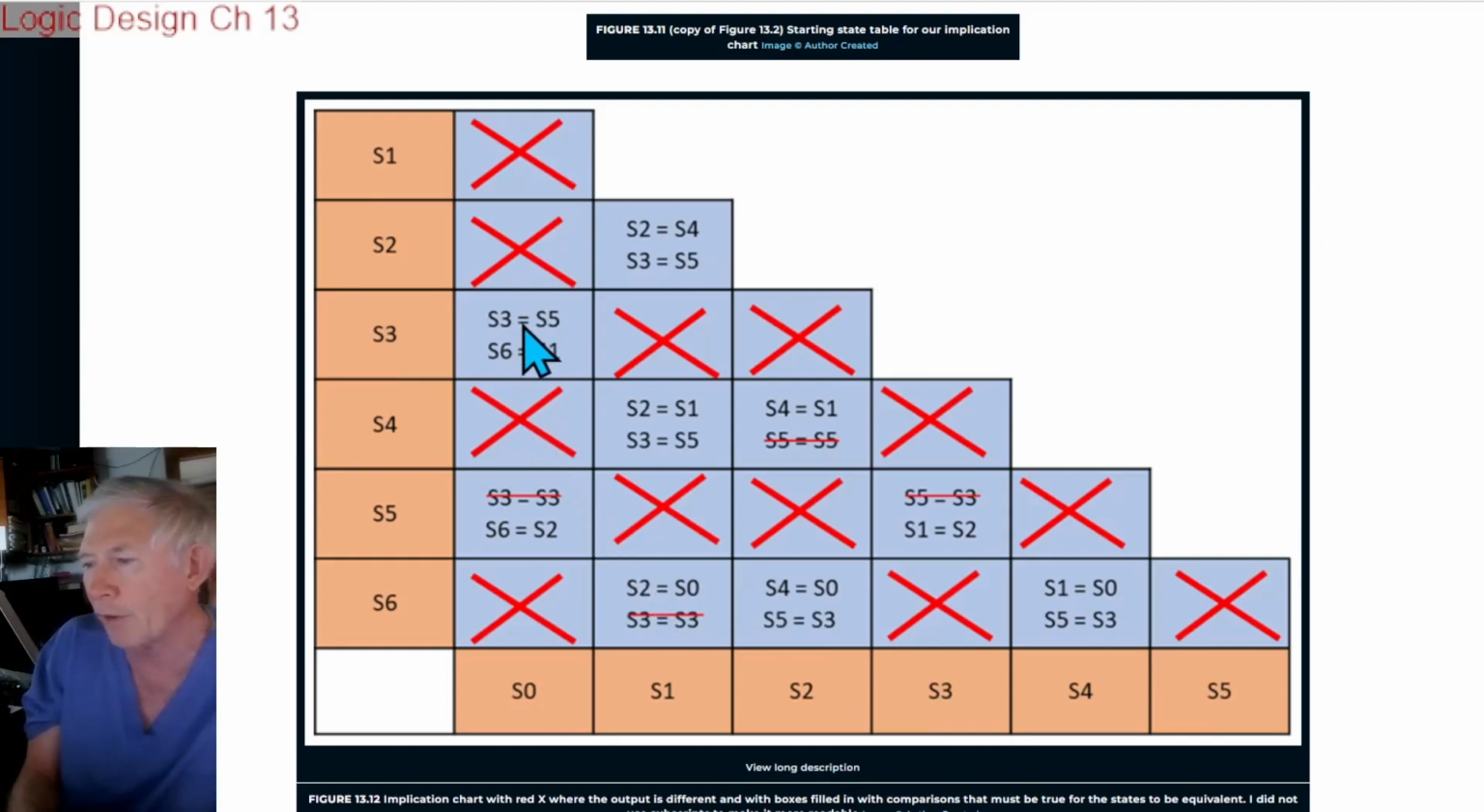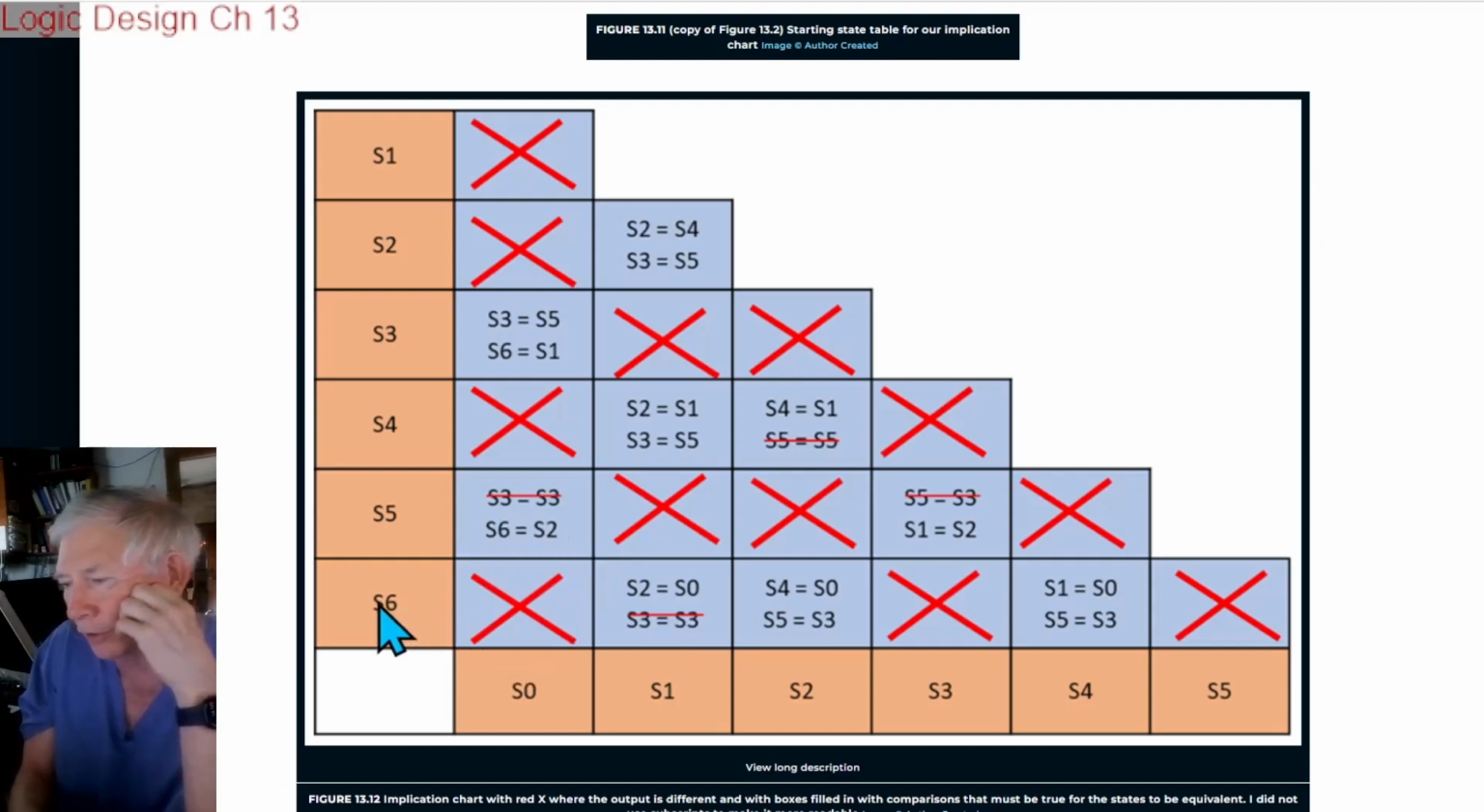Could S3 be equal to S5? Well, where's S3? It's here. Where's S5? Here. So S3 and S5. Could they be the same? Possible. How about S6 and S1? Well, so S6 is here, S1 is here. All okay, still possible. So we don't change this. How about S6 and S2? So here's 6 and here's 2, possible. How about S2 and S4? Here's 2, and we compare 2 to 4, possible. How about S3 and S5? S3 is here, S5 is there, possible.